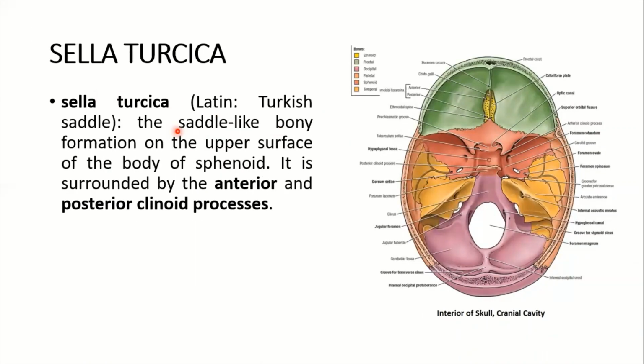Sella turcica. In Latin, it means Turkish saddle. This is sella turcica, Turkish saddle. A saddle-like bony formation on the upper surface of the body of the sphenoid. It is surrounded by the anterior and posterior clinoid processes.